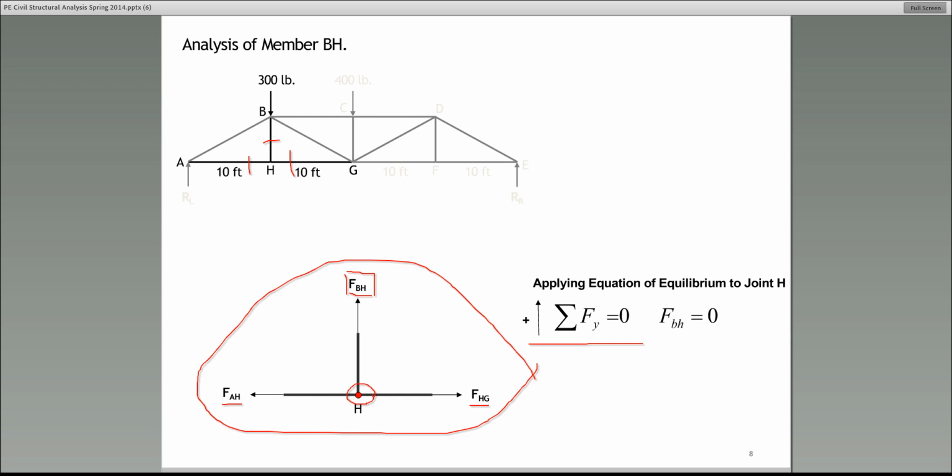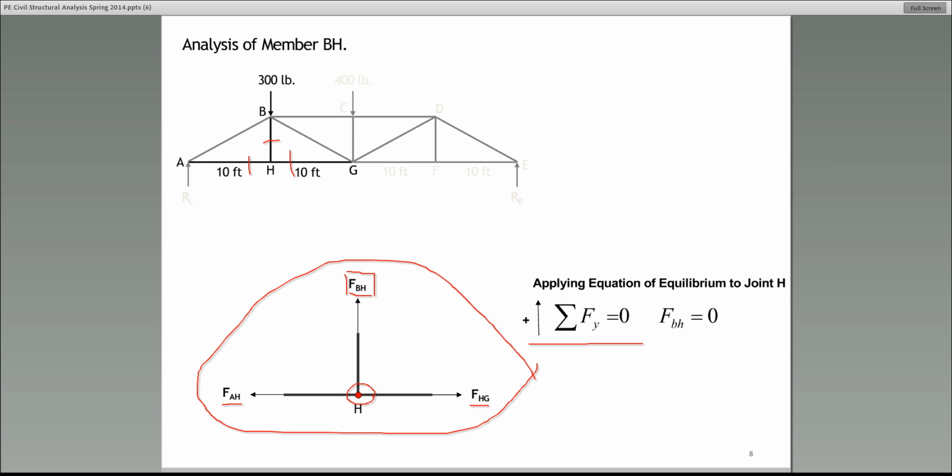Several of you, including Donald, identified this and said earlier that FBH is 0. In fact, if you are able to recognize that by inspection, that's fine. But I just showed you so you can see. This is called a 0 member.